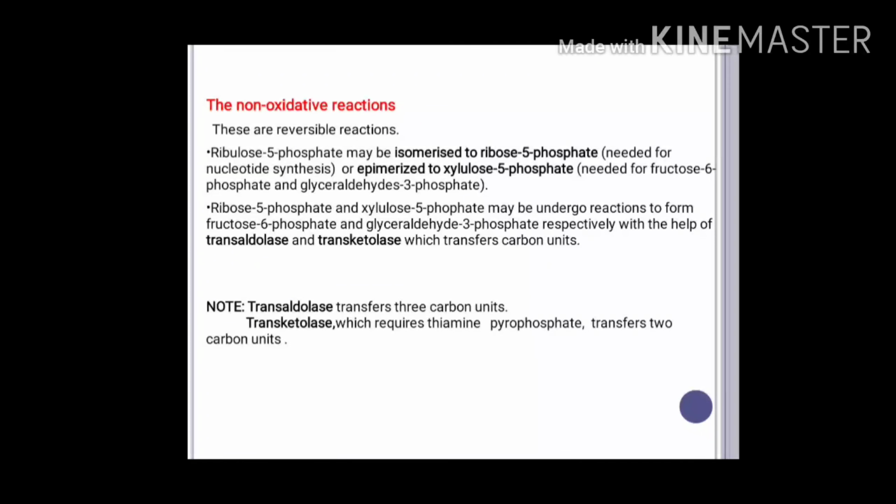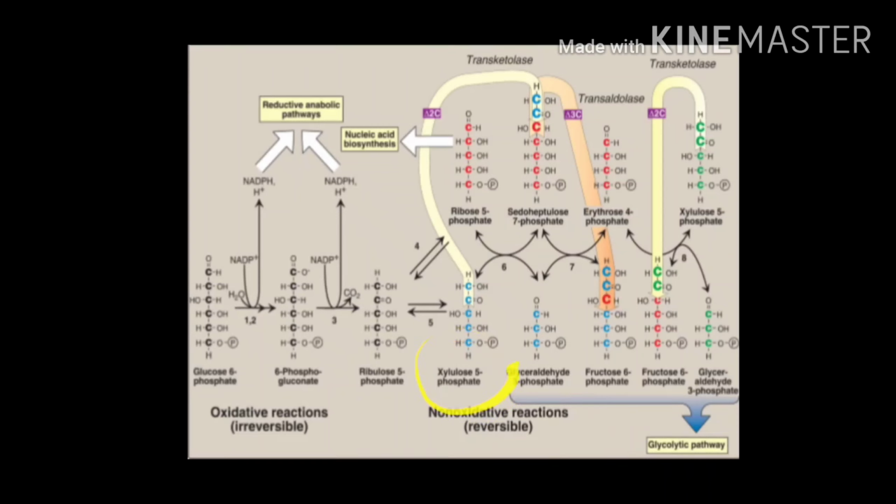So you can see in xylulose 5-phosphate and in ribose 5-phosphate there will be a transfer of carbon atoms, where 2 carbon atoms from xylulose are transferred to ribose 5-phosphate. Ribose had 5 carbon atoms, and 2 carbon atoms have been added. Now it has formed a 7 carbon compound, that is pseudoheptulose 7-phosphate. And for this transfer of carbon units, the enzyme required is transketolase.